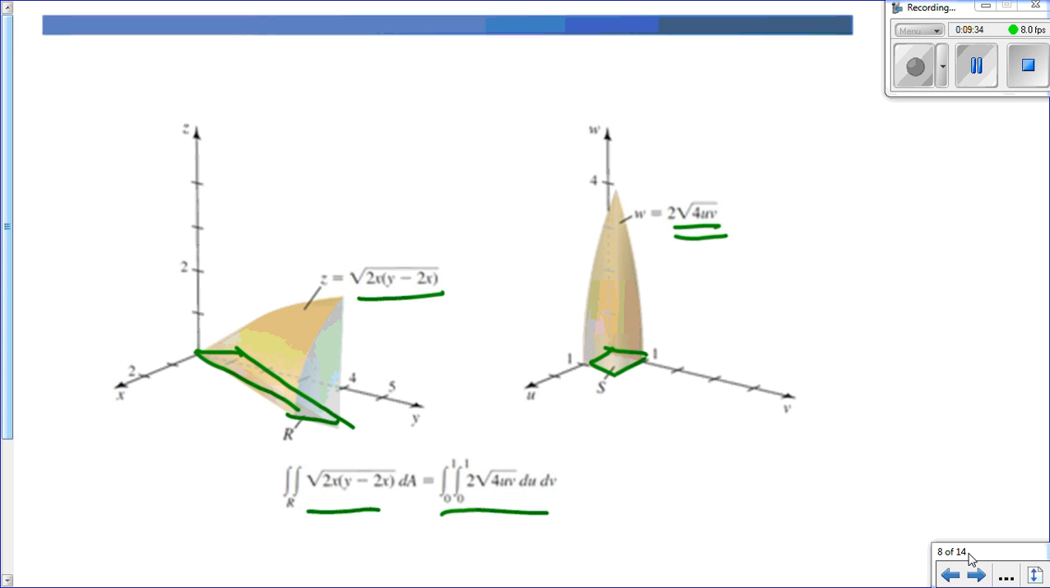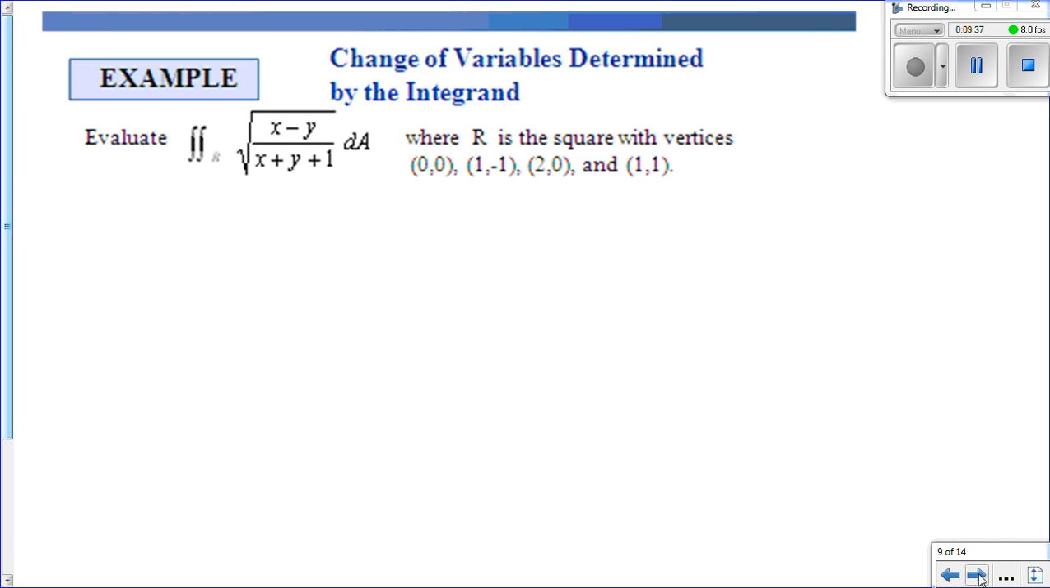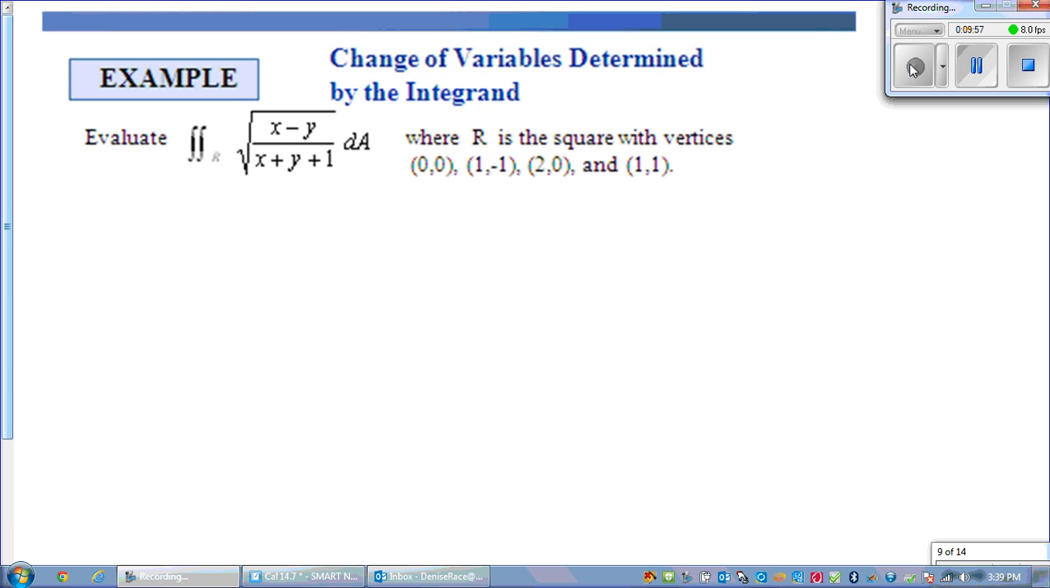Okay, now sometimes we won't be given the transformation, and we will determine the transformation based on some of the terms in the integrand, or based on the regions. So let's look at this next example. We want to evaluate this integral, and R. Now the region R, 1, -1, 2, 0, is this diamond shape.